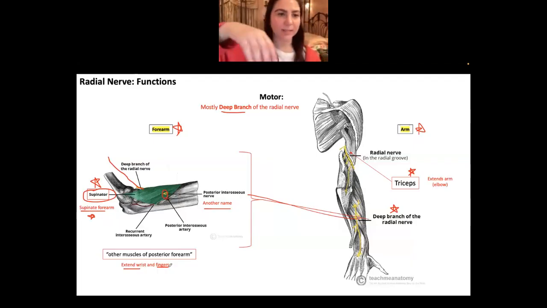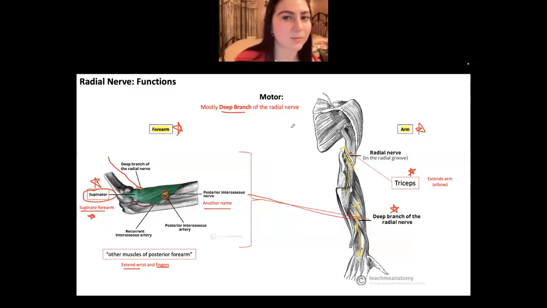Extending the wrist: let's say my wrist is floppy like this. This is wrist extension, okay? So here it's floppy, extension. It's not crazy extension. This is also extension, but just bringing it back up to neutral is wrist extension. And then finger extension is finger extension. So I'm extending my fingers.